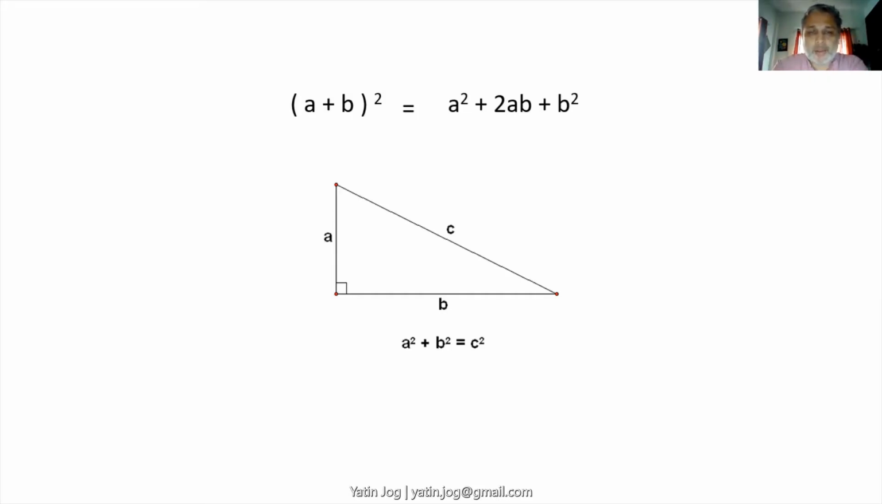And in this video, I'm going to discuss two very basic formulas. First is (a plus b) whole square, which all of us know is a square plus 2ab plus b square. And second is the Pythagoras theorem, which says a square plus b square is equal to c square in case of a right angle triangle.